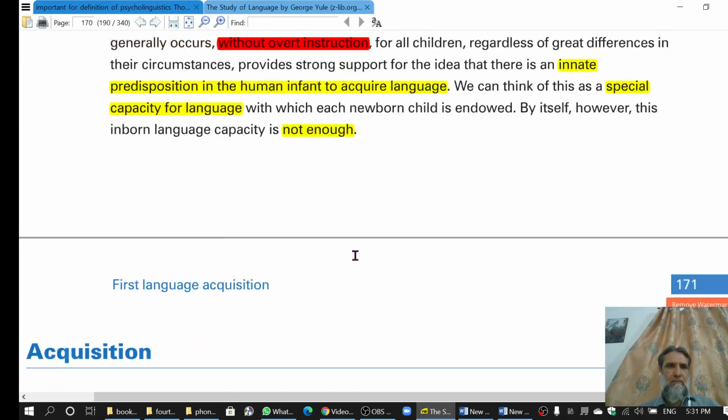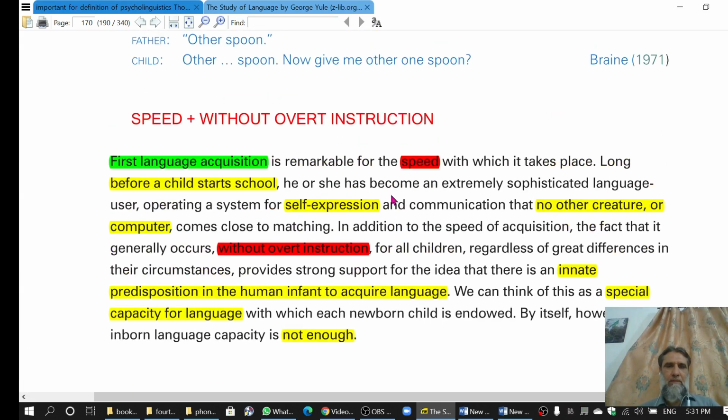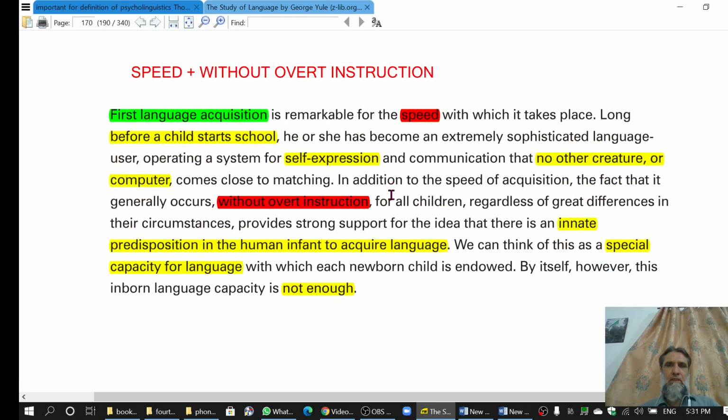We come to this first item, in which we will discuss the speed with which the children learn their first language. This speed is remarkable, and children learn their first language with a wonderful speed. And children, as you know, when they go to school, they already have mastered the use of language. They can express themselves fully in their first language, and they can do so in such a way that no other creature whatsoever or no computer could learn or produce language in such a manner.